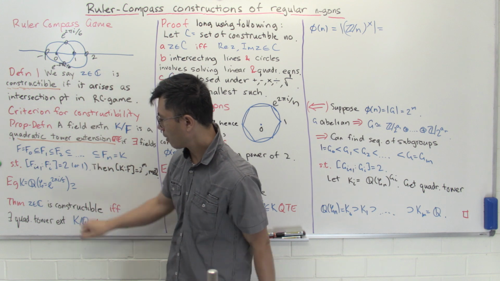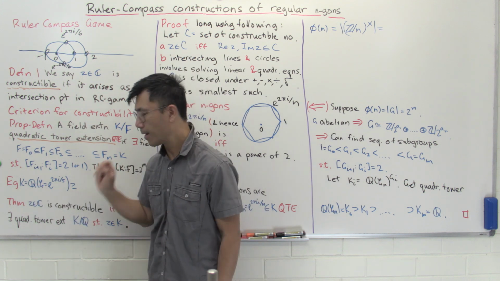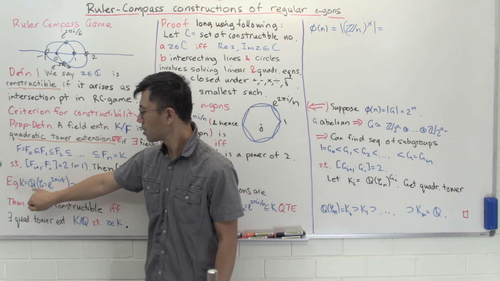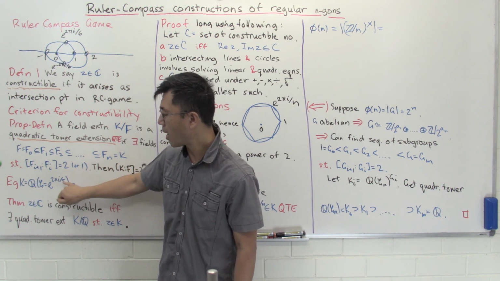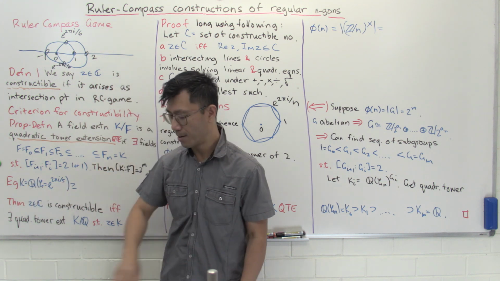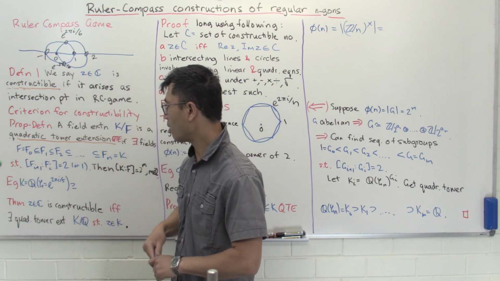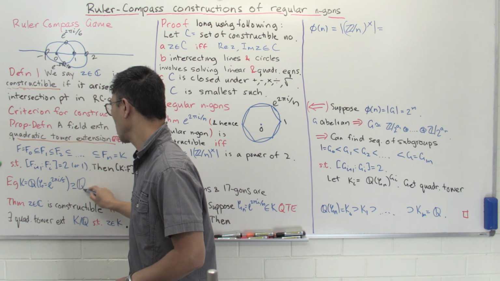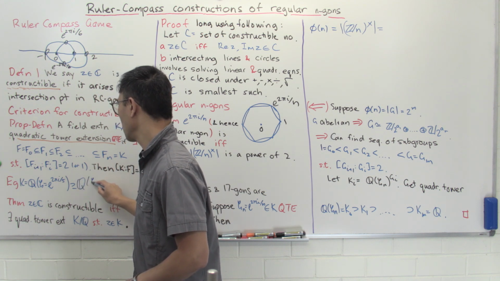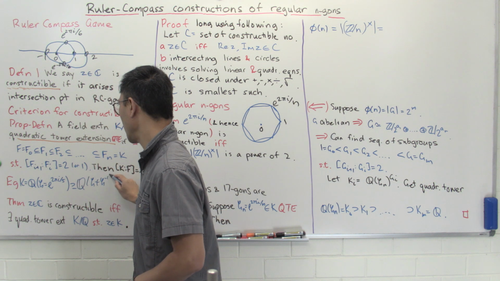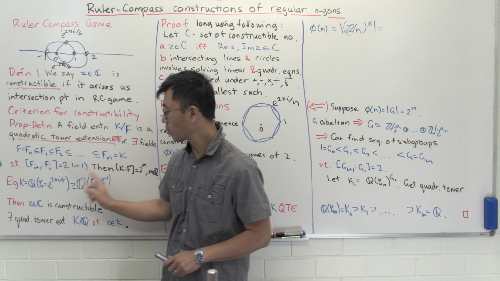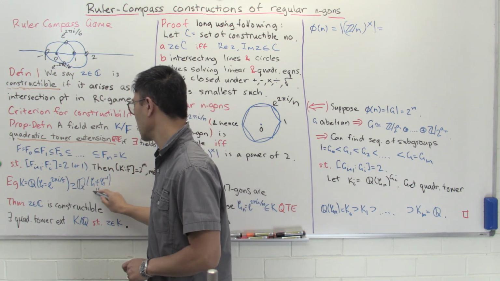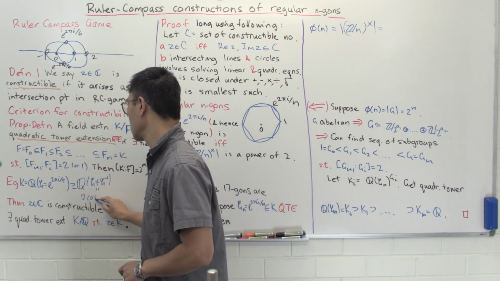The example I want to have a look at, which will be important for regular pentagons, is the following. Suppose zeta is the primitive fifth root of unity, e to the 2 pi i on 5, and you look at Q adjoin that. Inside there, of course, you can look at Q adjoin zeta plus zeta inverse. So this is certainly inside there, so this will be a subfield. Of course, zeta plus zeta inverse is just 2 cos 2 pi on 5.